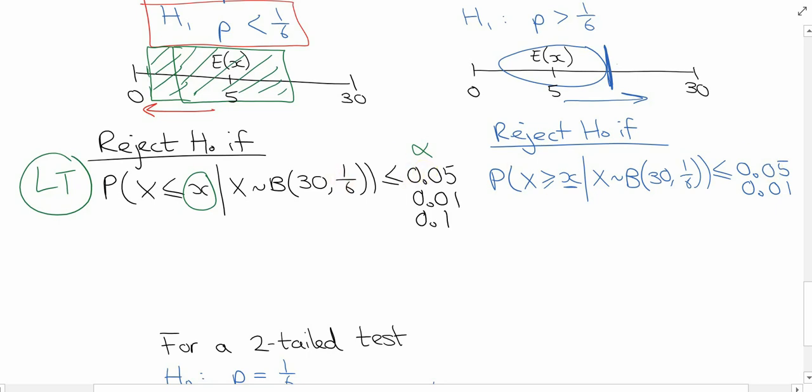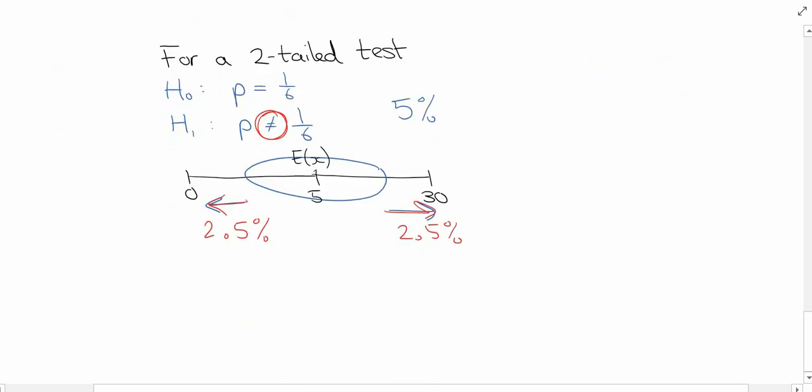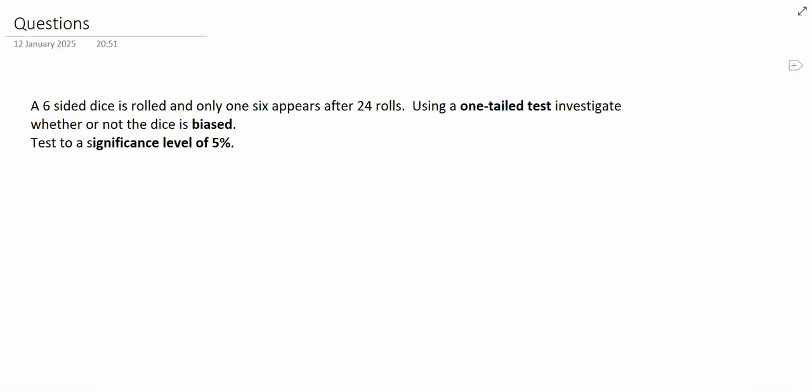Okay, so if it's a one tail, we just do one, if it's lower or upper. If it's a two tail, we actually have to do both, so it's a little bit more work with the two tail. I think at this moment you're probably like, what is it going on about? So let's have a look at some questions and it becomes a lot more simple.